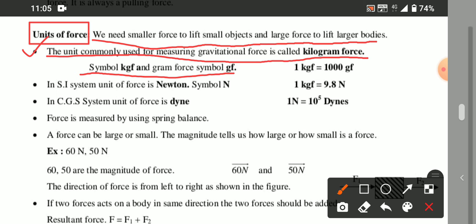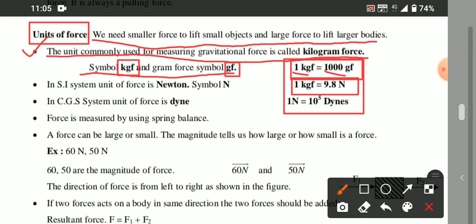The symbol for kilogram force is kgf and the symbol for gram force is gf. To know some more about kgf and gf: 1 kgf is equal to 1000 gf. 1 kgf is also 9.8 Newton. And 1 Newton is 10 power 5 dynes. Okay, let us move to the next point.